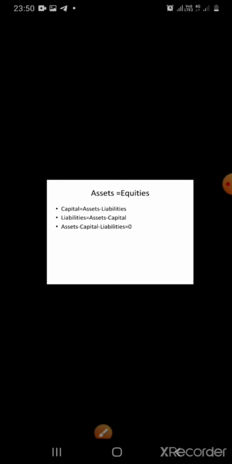Based on this relationship, we can form an equation. Capital is equal to assets minus liabilities. Liabilities is equal to assets minus capital. And at last, assets minus capital minus liabilities equates to 0.